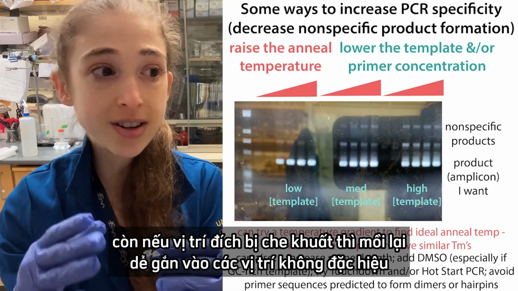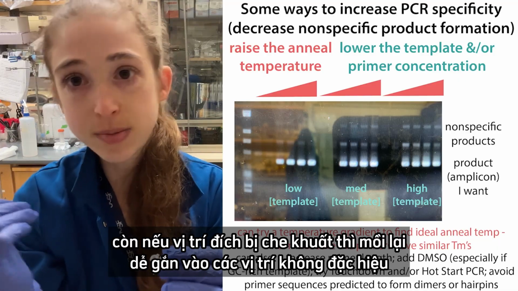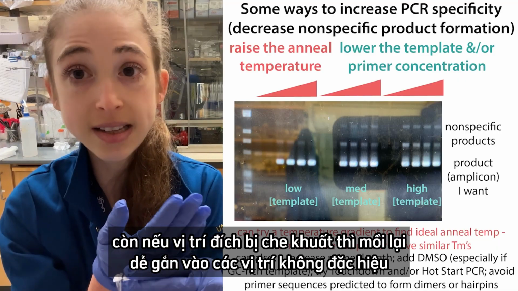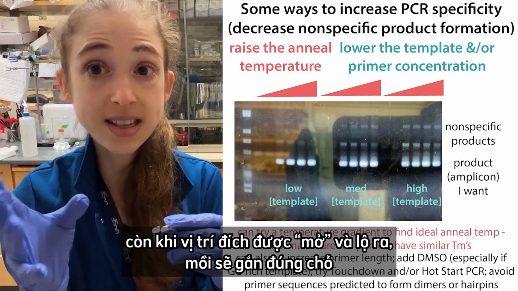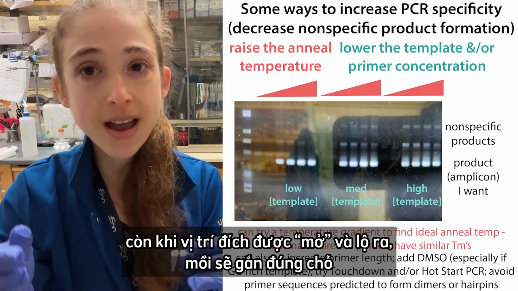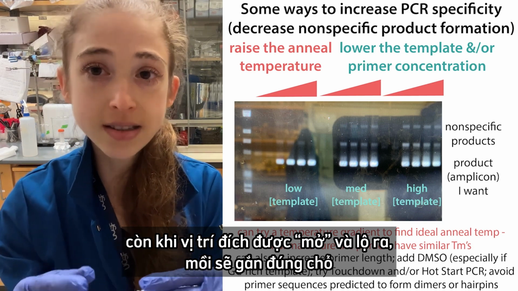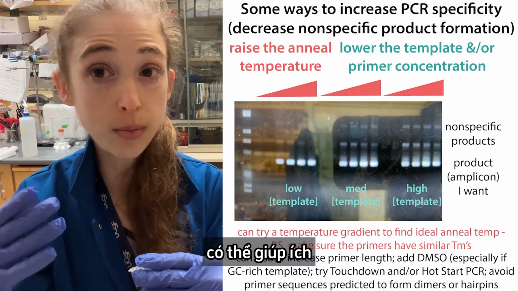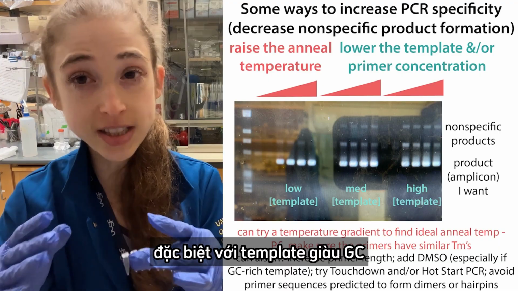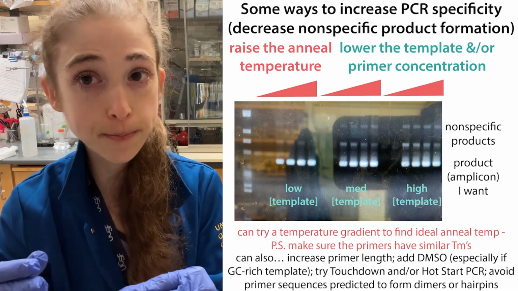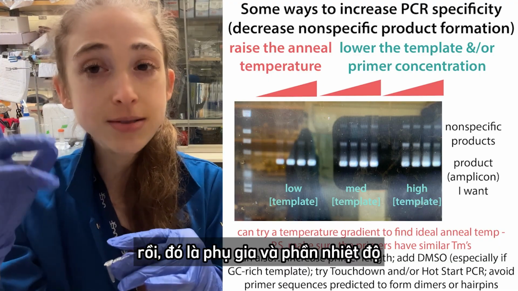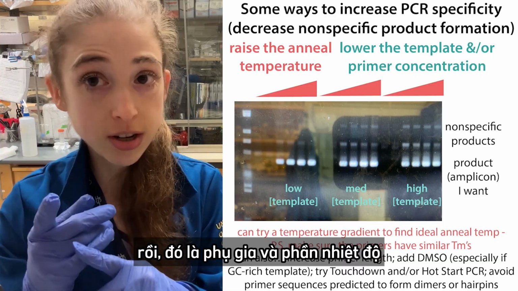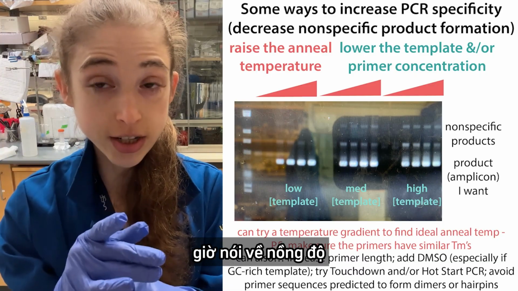If the sites that you want are hidden, all the primer is going to be able to find are those non-specific sites. But if you have your sites unhidden and exposed, now the primer can go and bind. So by adding an additive like DMSO, you can help, especially if you have high GC content templates. Okay, so that was the additive, and we talked about the temperature. Now let's talk about concentrations.